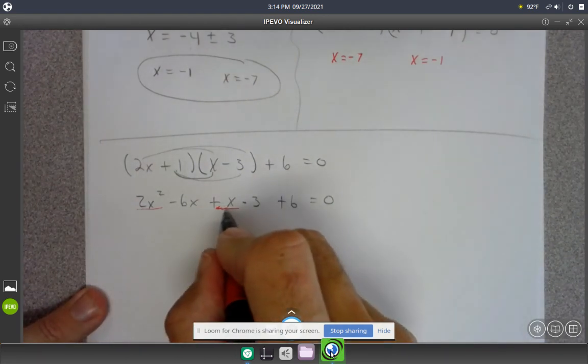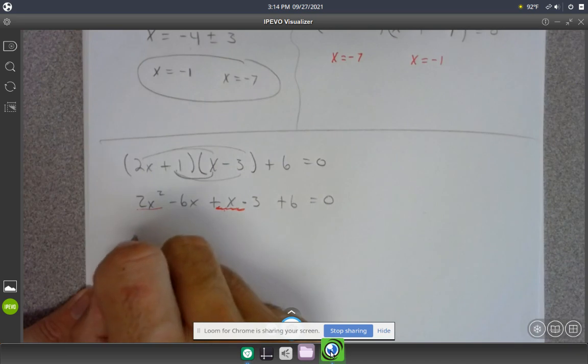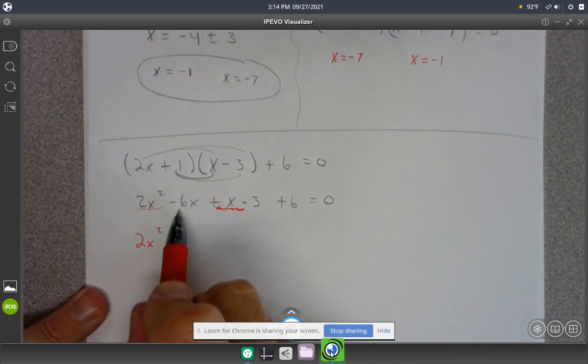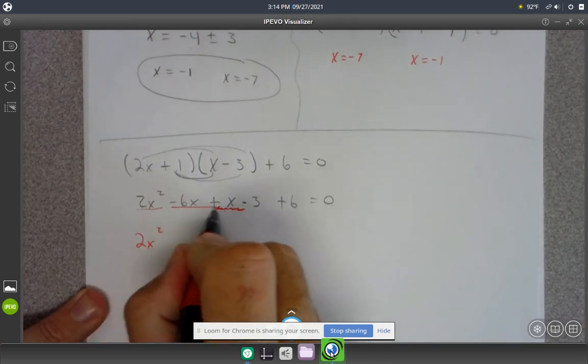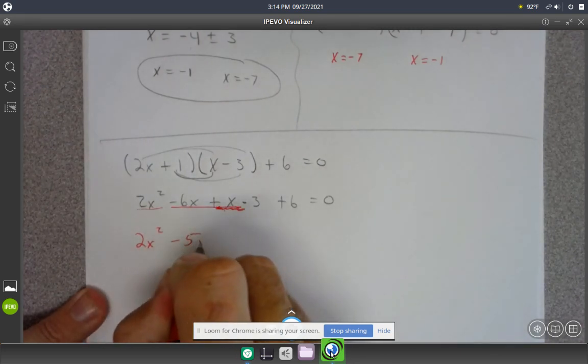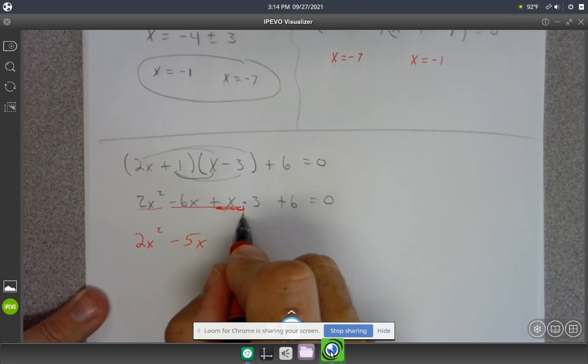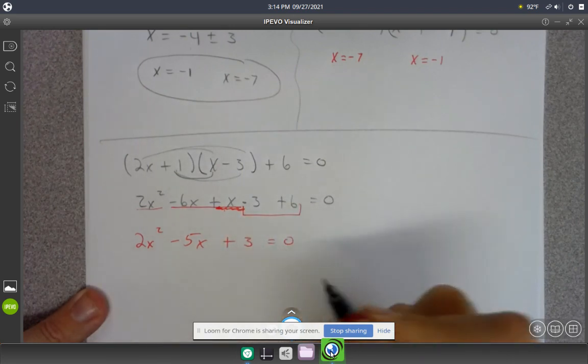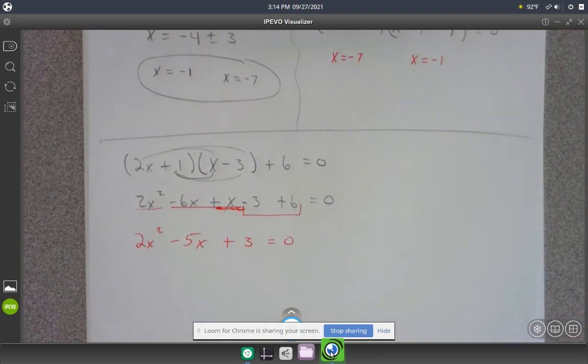This is 2x squared. That's my only x squared term. Negative 6x plus 1x. That's negative 5x. These two right here will make a positive 3. All right, so we're going to try to factor this.